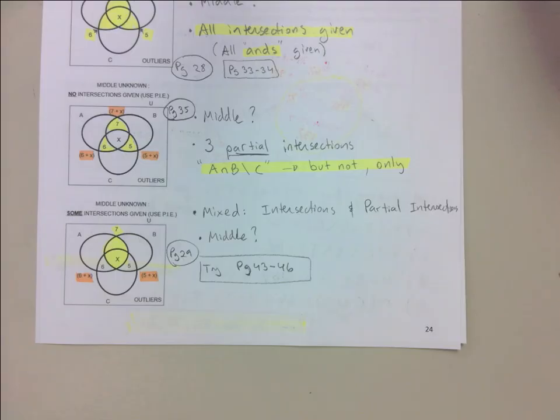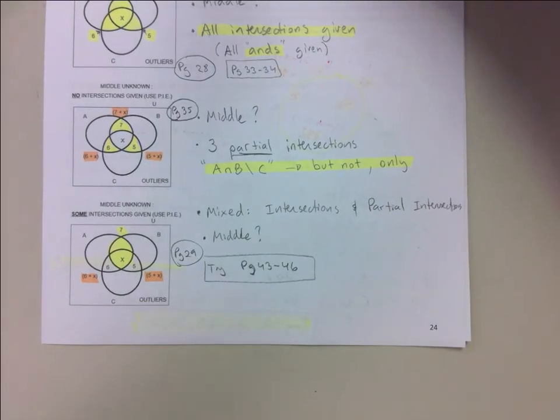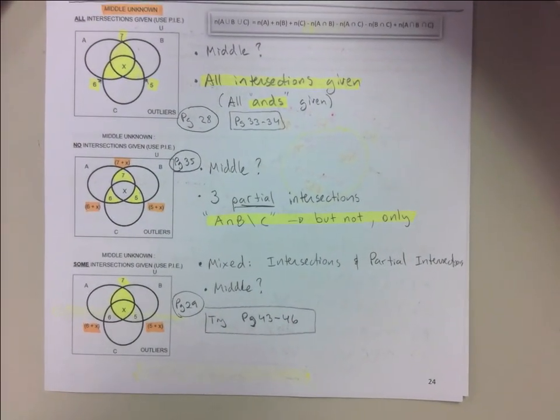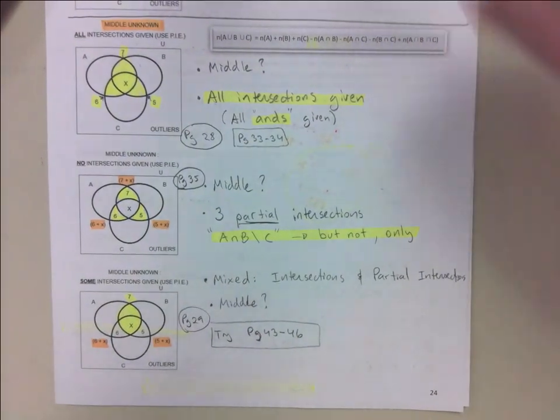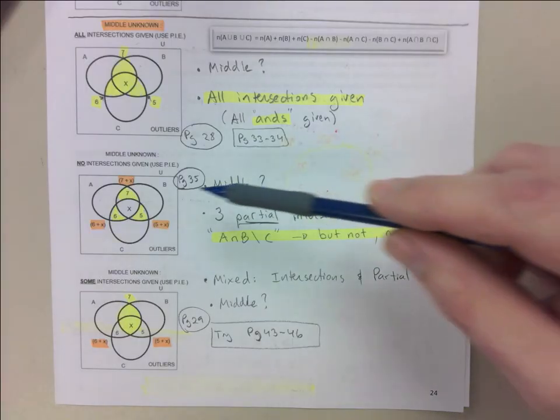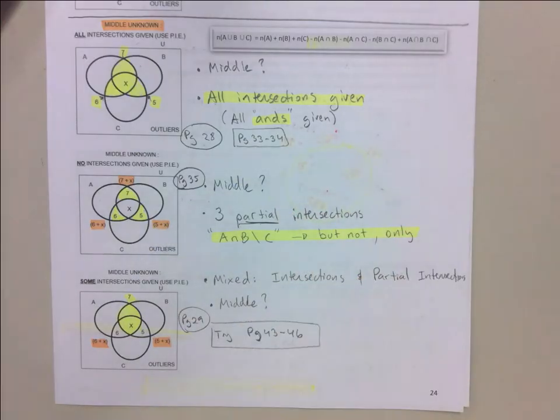We're good? So for the last 3 here, the common thread is the middle is missing. That is for sure. And then the other thing is how the information is presented. Is it all ands? That means all intersections are given. Is it all onlys? That's this one. And is it a mix between these 2? Okay. So I will go to page 35. I'll pause here first. Is there one that you would like me to try?